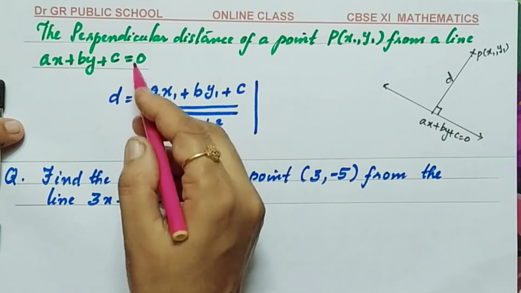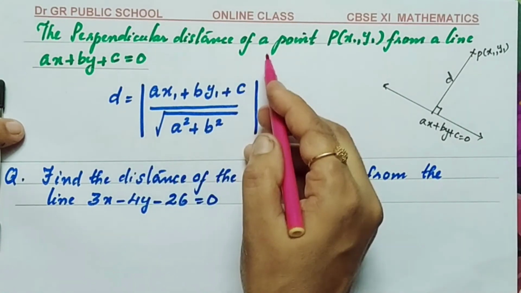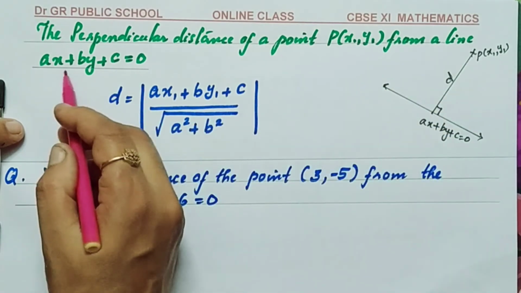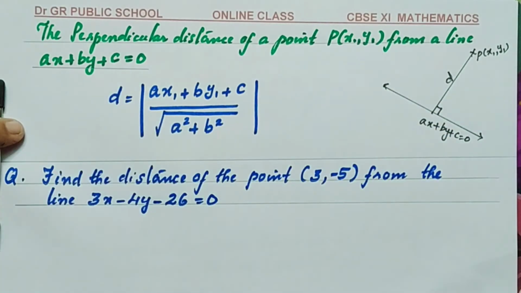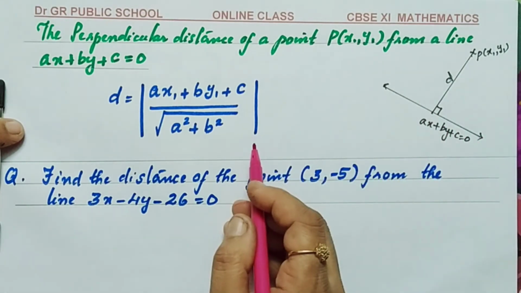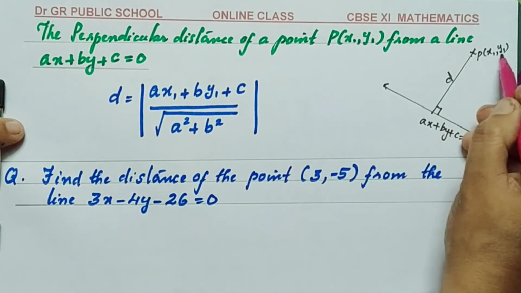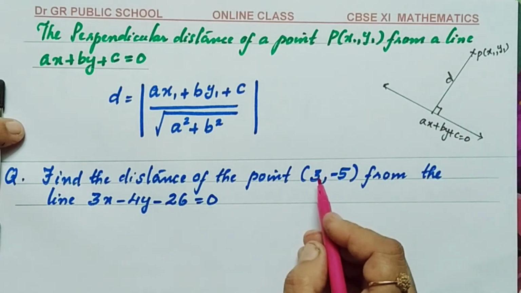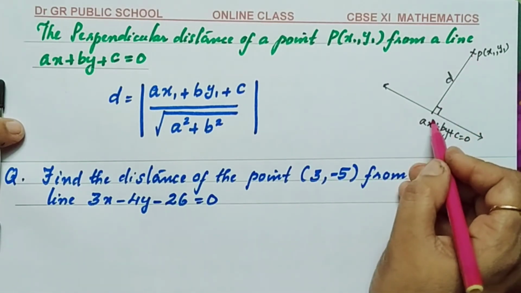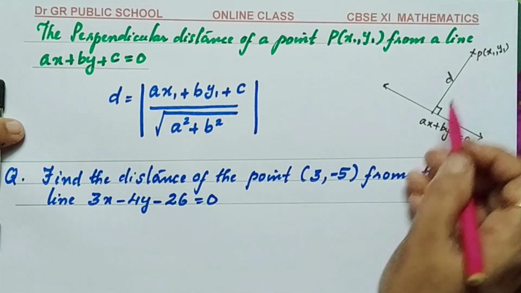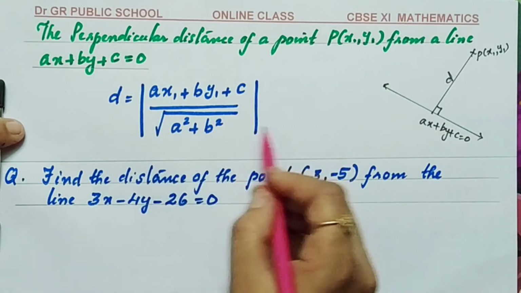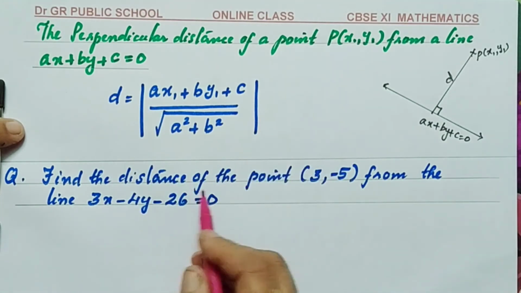Next, we need to study a formula to find the perpendicular distance of a point P(x1, y1) from a line ax plus by plus c equal to 0. Let ax plus by plus c equal to 0 be the given line, and let P(x1, y1) be a point in this plane. If you want to find the perpendicular distance of this point from the line, the formula is d equals the absolute value of, distance never becomes negative.